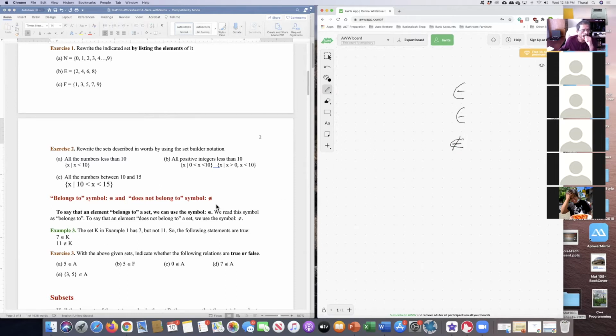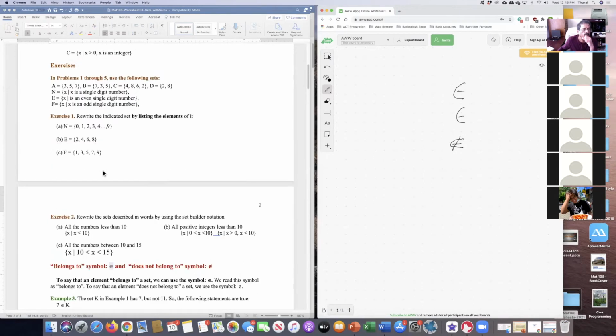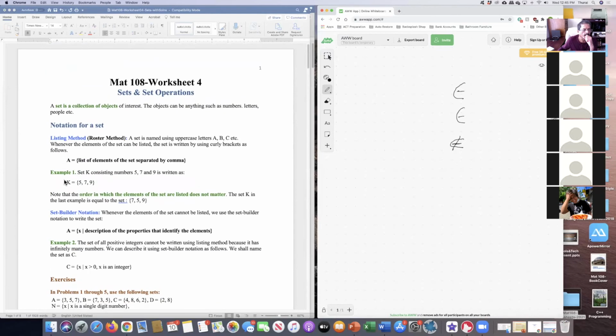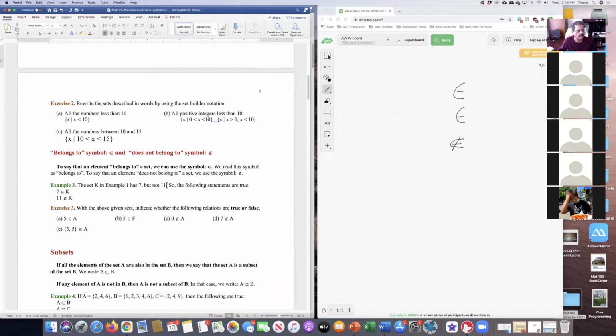Okay, so if set K consists of, actually, example 1, if you look at example 1, this set K consists of 5, 7, 9. I'm going to copy and paste that here so that you can see.